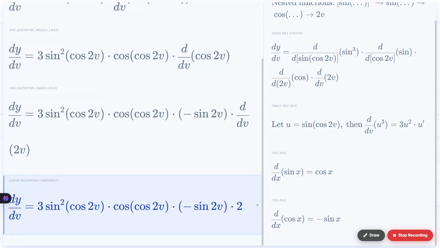We take the derivative of the last part, which is 2x. We do this to finish all the layers. The derivative of 2x is just 2.